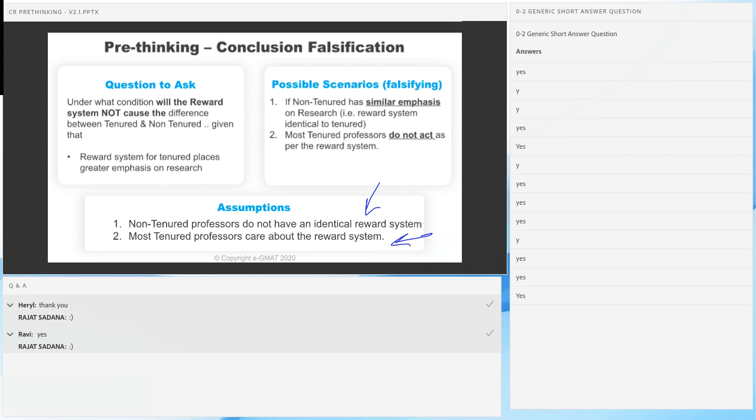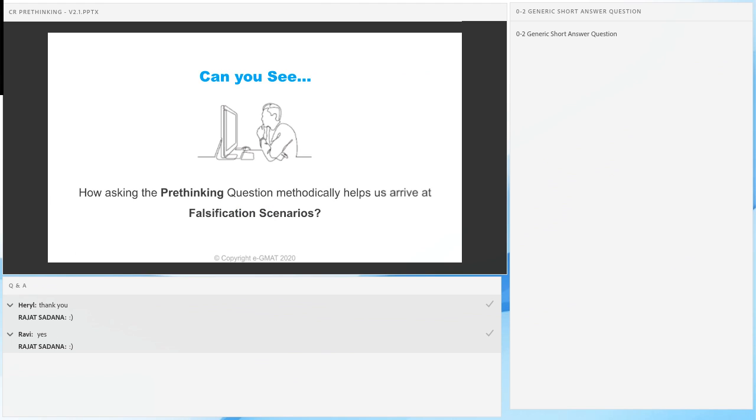Okay. All right. So with that, we are done with the foundation of assumption. We're done with the foundation of pre-thinking. Now we're going to solve three full-length questions. And as we do this, one thing that you'll recognize is that when you do pre-thinking, what starts to happen is that it channelizes your energy, your focus improves, and as your focus improves, you reject answer choices with a lot more confidence. Okay.